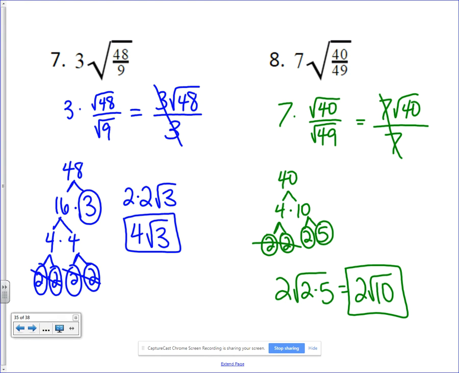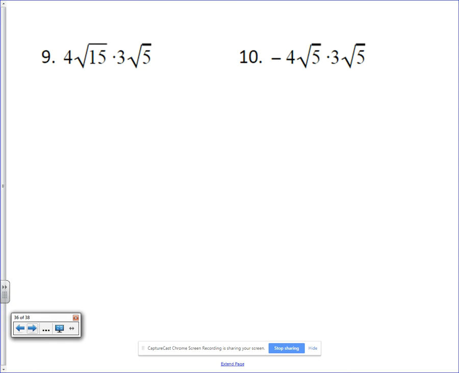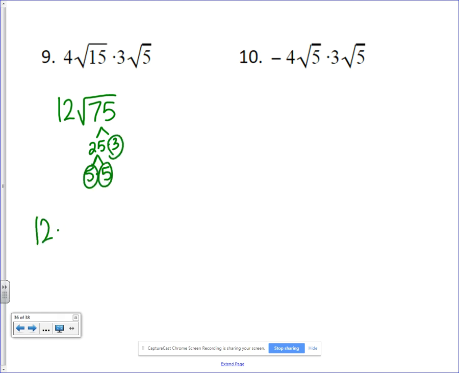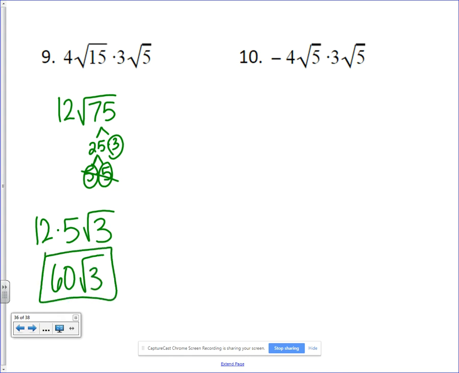Okay, so next section, I just didn't want you to forget how to multiply these things. So remember when we multiply the coefficients out front, we multiply underneath the radical, and then we're going to break down that radical. When we do that, we already have a 12 out front. We got a pair of 5's, and we have a 3 that's going to be left underneath. So 12 times that 5 is 60 radical 3.